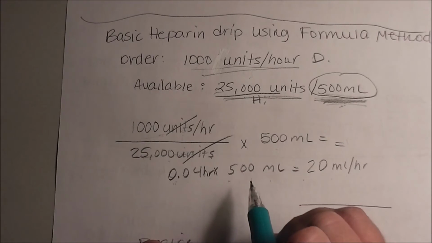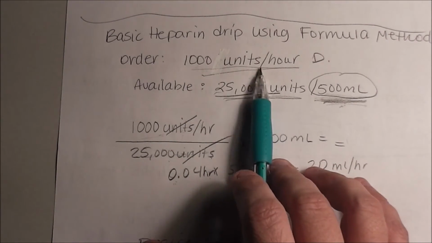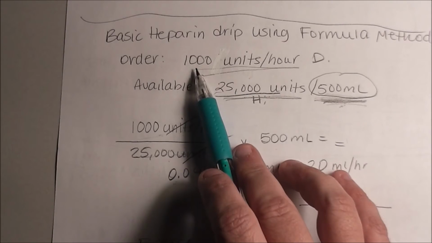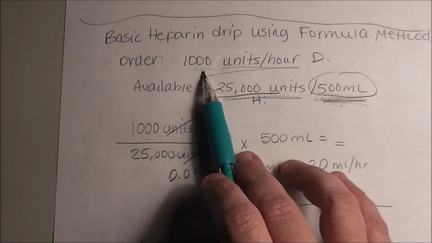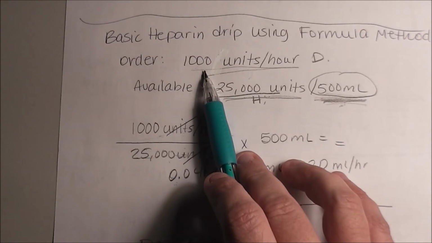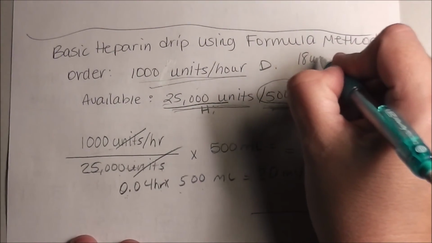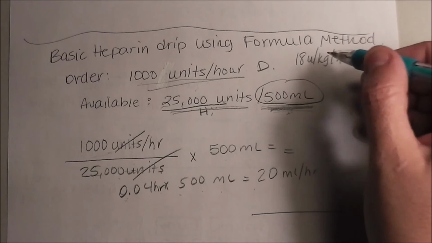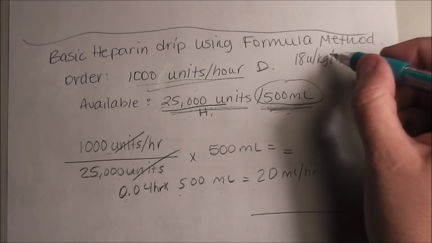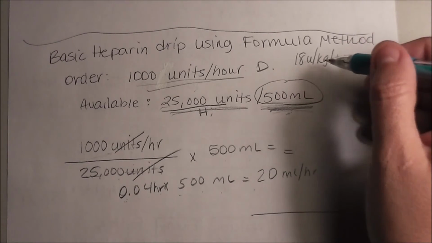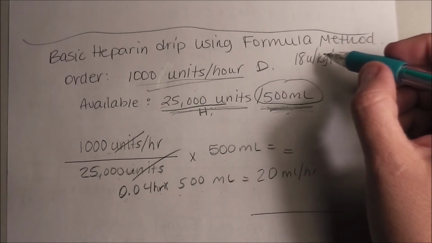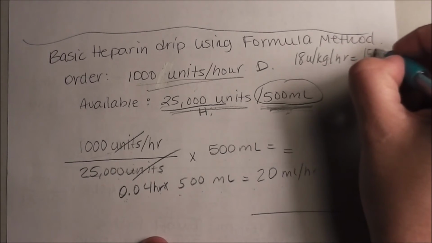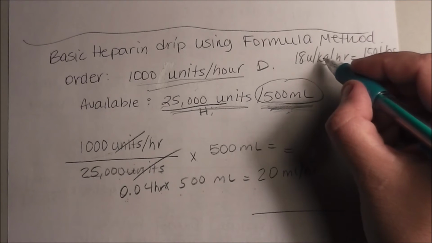There are harder ones where you have to figure out your units, like 1,000 units per kilogram per hour or 18 units per kilogram per hour. So say it was 18 units per kilogram per hour. You would have to know the weight in pounds or kilograms. If the patient weighs 150 pounds and it's 18 units per kilogram per hour.